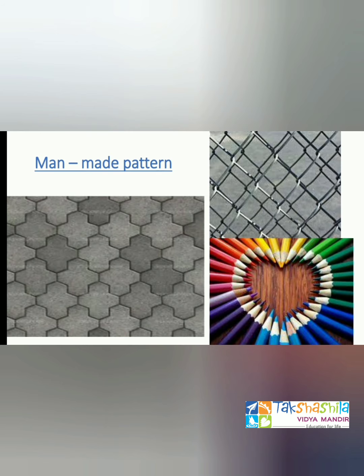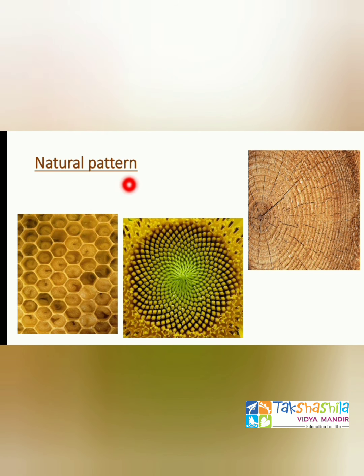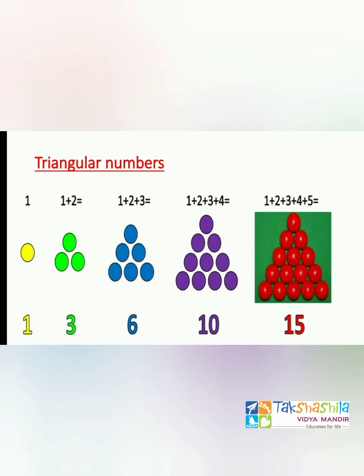Okay, see the next one, next one is natural pattern. So it is naturally made. See the first one, it is honeycomb, then sunflower, then third one is log of a tree. So it is made naturally. Next one is your triangular numbers. See the first dot, it is 1, then 3, then 6, then 10 and 15. It's growing, right? Yes, it is adding 2, then 3, then 4, then 5.